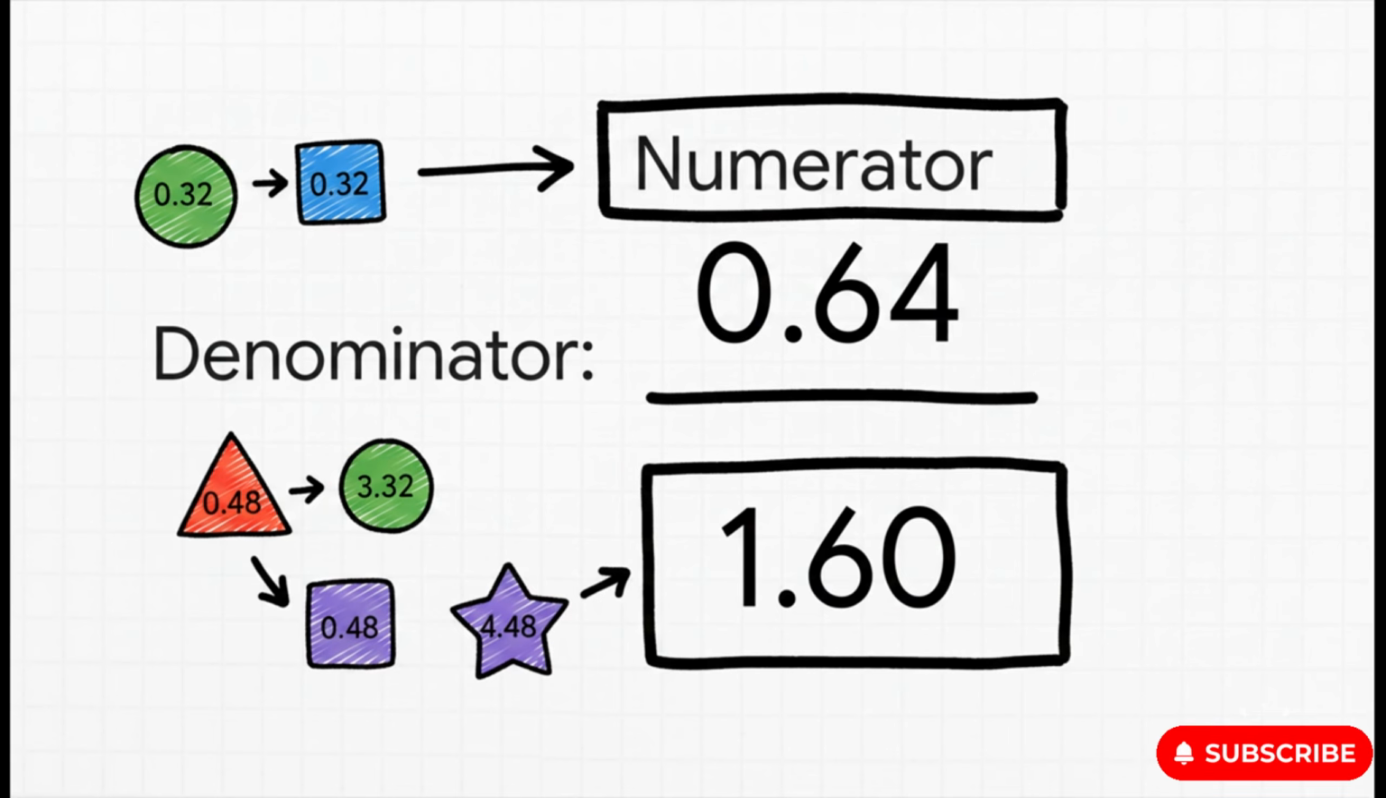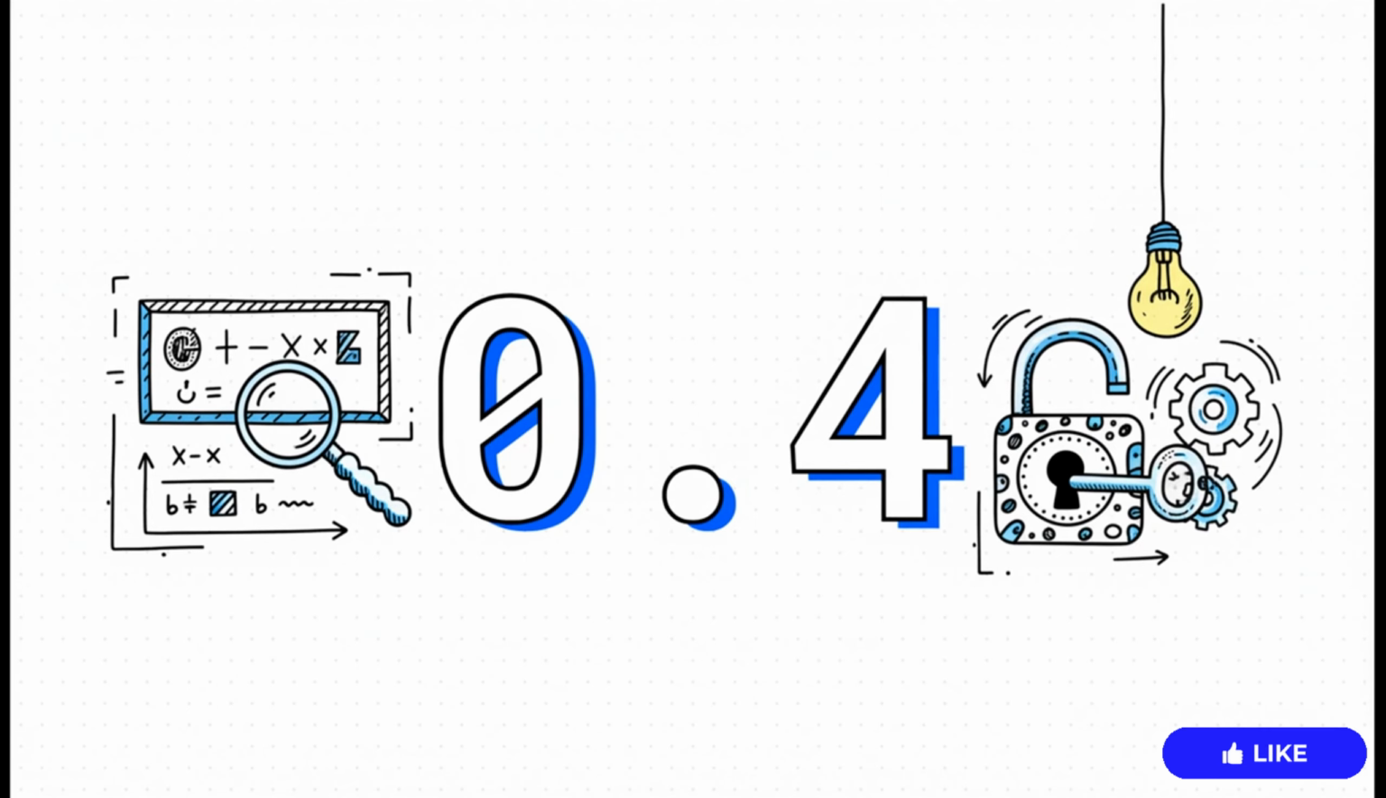On the bottom, we just sum up the weights of all 4 of our samples. That gives us our final fraction, 0.64 divided by 1.60. And when you run that calculation, you get our final answer, 0.4. The estimated probability of B being true, given that A and C are false, is 0.4.